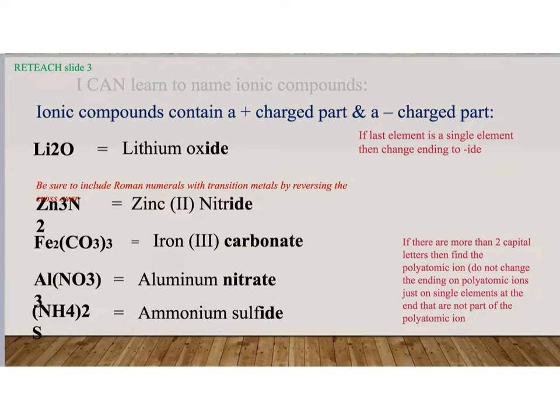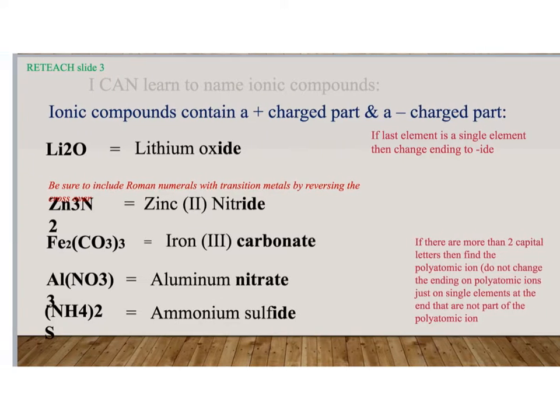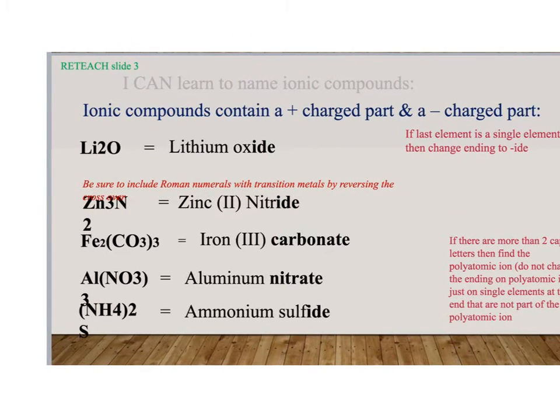Some more examples. Once the oxidation charges have been crossed over, these are some examples of those compounds. Notice that the ones that end in IDE are from the periodic table as a single element at the end. However, the ones that do not end in IDE, that are right here, they have a polyatomic ion at the end of their compound and not just a single element.